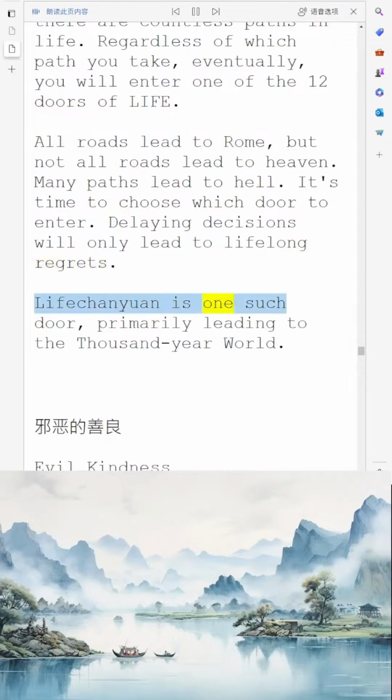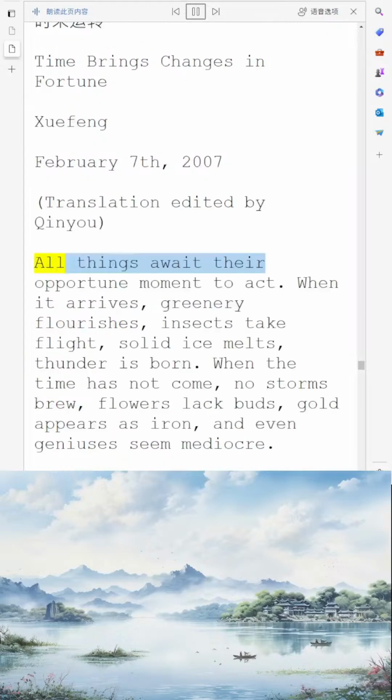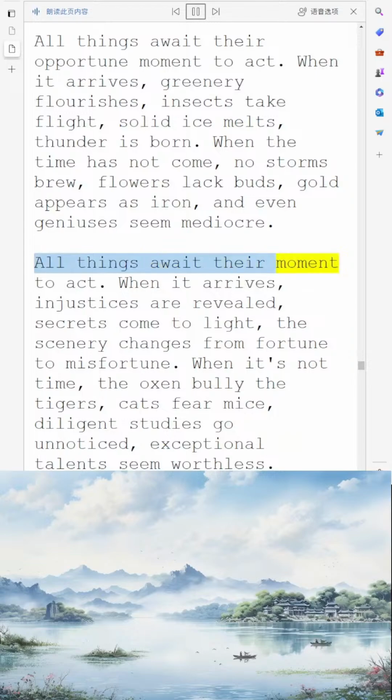Life at Chanyuan is one such door, primarily leading to the 1,000-year world. Time brings changes in fortune. Siefeng. All things await their opportune moment to act. When it arrives, greenery flourishes, insects take flight, solid ice melts, thunder is born. When the time has not come, no storms brew, flowers lack buds, gold appears as iron, and even geniuses seem mediocre. All things await their moment to act.